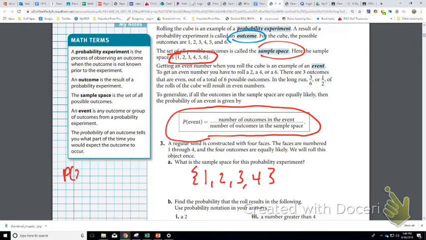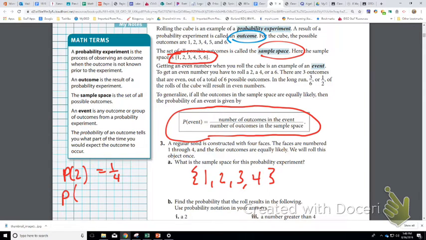So, the first one, what's the probability that you will roll a 2? 1 out of 4. There is only one face that has the 2, so that would be 1 out of 4. Okay. Your second one, the probability that the number is at least 2. 3/4.